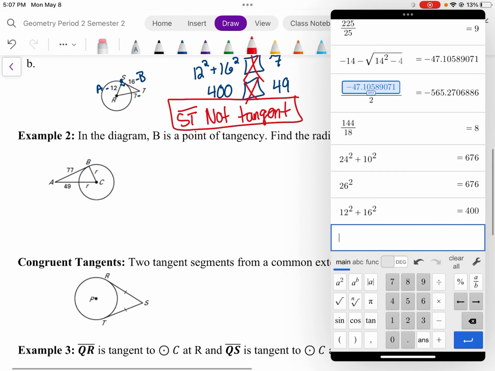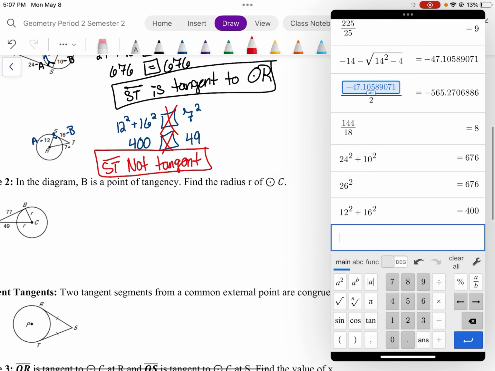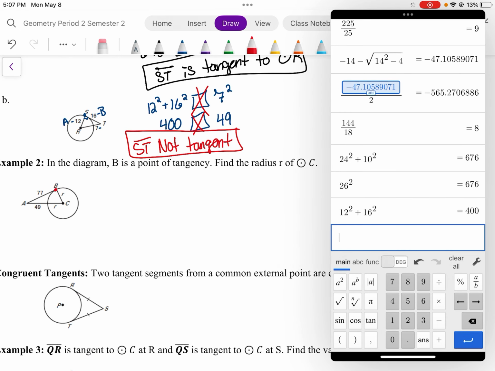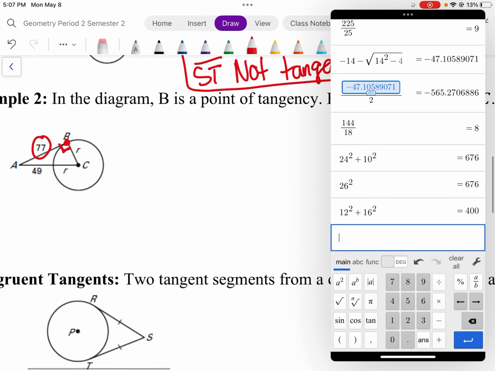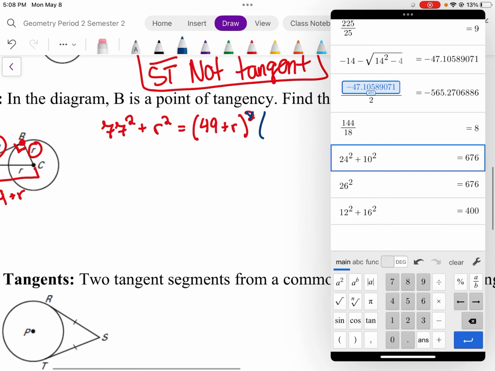Okay. Looking at example 2, we have done problems like this before, where in the diagram they tell us B is a point of tangency, which means that this line is tangent and that we have a right angle. And they want us to find the radius R. So we have our A and our B values, our 77 and R. And that's going to be equal to our hypotenuse squared. Now remember, for this one, our hypotenuse is two parts that we're adding together. So when we square that, that means we're taking this and you're multiplying it by itself again. So you are going to have to FOIL for this one.